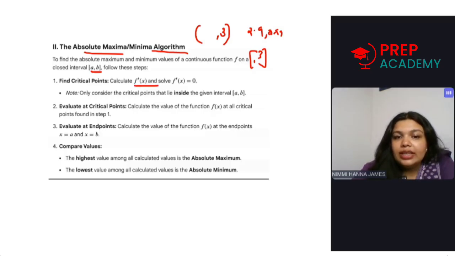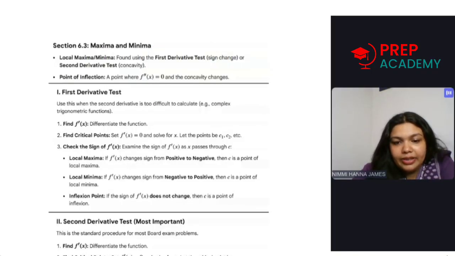So to find absolute maxima and minima for a closed interval, we calculate f dash of x, then we equate f dash of x equal to 0 and find the critical points, and then we evaluate the value of the function at these critical points and the endpoints.